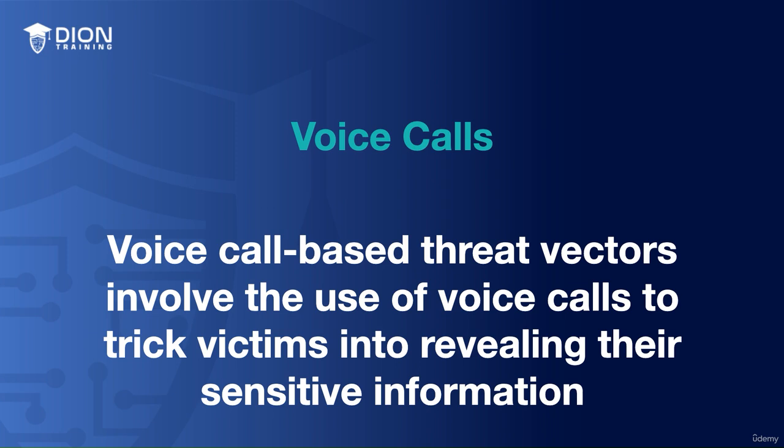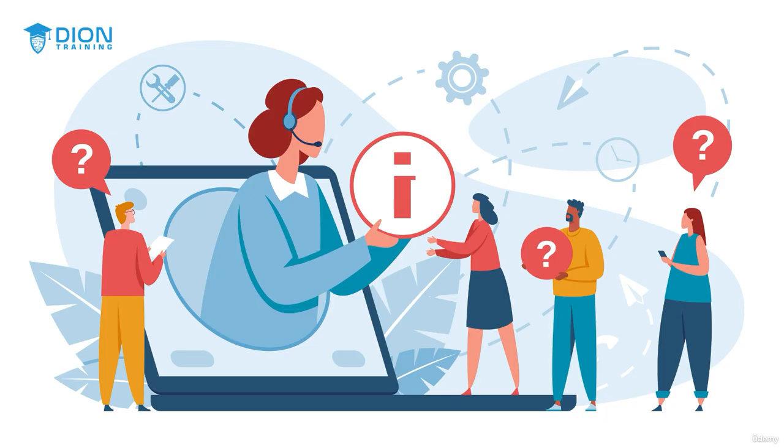Voice call-based threat vectors, also known as vishing, involve the use of voice calls to trick victims into revealing their sensitive information to an attacker. The attacker may try to impersonate a trusted entity, such as a bank or a service provider, to gain the victim's trust over the call.